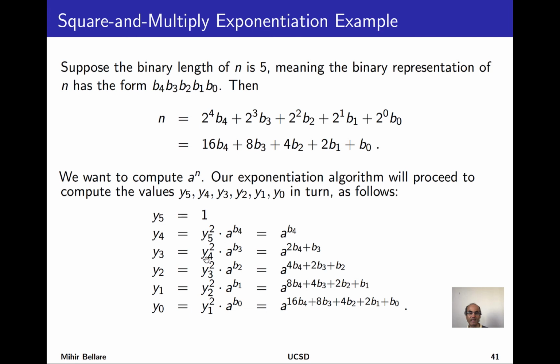Let's repeat that. I square what was here and then multiply by a to the b3. So I get a to the twice b4 plus b3. Repeating, this is multiplied by 2 in the exponent. So 4b4 plus 2b3, and I bring in the next bit over here. And so now you see what's happening. This will slowly grow until it's the binary expansion of the exponent.